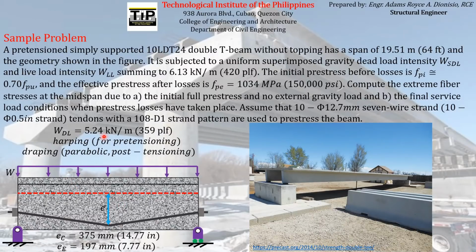So in addition to that, as given in the question, it is subjected to a uniform superimposed gravity dead load intensity w_SDL and a live load intensity w_LL summing to 6.13 kilonewton per meter or 420 pounds per linear foot. So the sum of the superimposed dead load and live load is equal to 6.13 kilonewton per meter according to the question. So in addition to the self-weight, 5.24 kilonewton per meter, the concrete T-beam also carries 6.13 kilonewton per meter, which is the sum of the superimposed dead load and live load that it will carry in the service load condition.